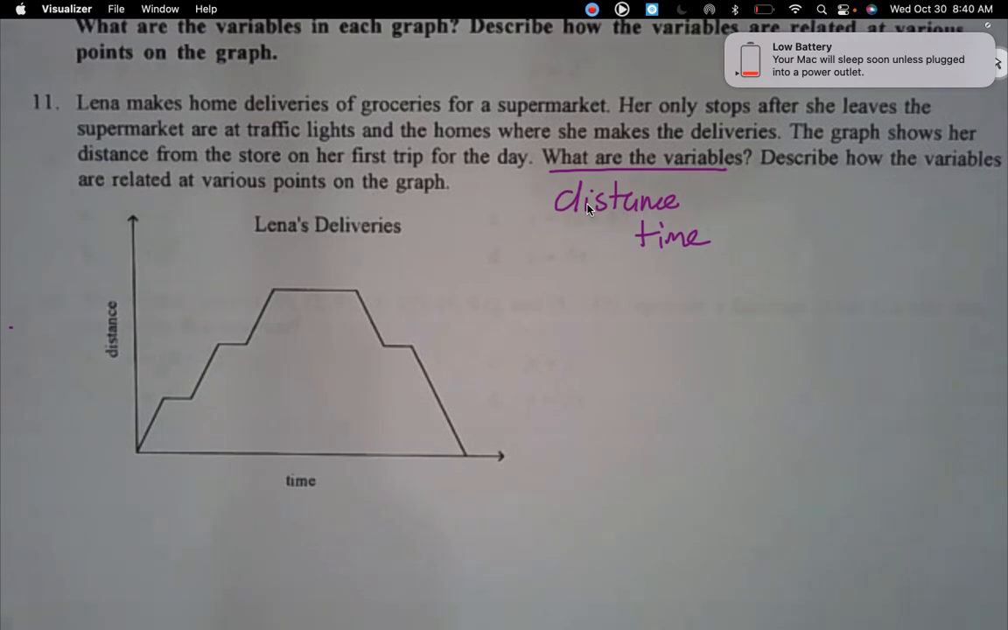Describe how they are related at various points on the graph. Some of y'all did it this way. Y'all said, okay, this is 1. So what's happening at number 1?